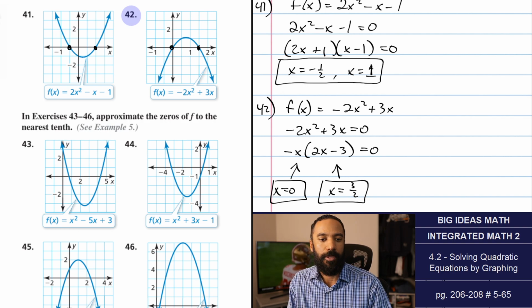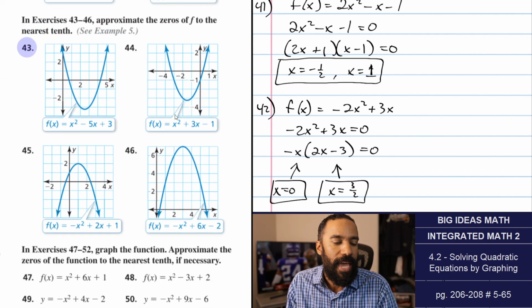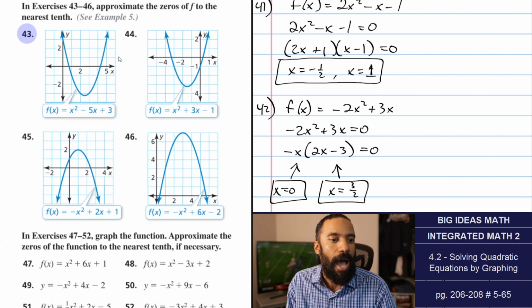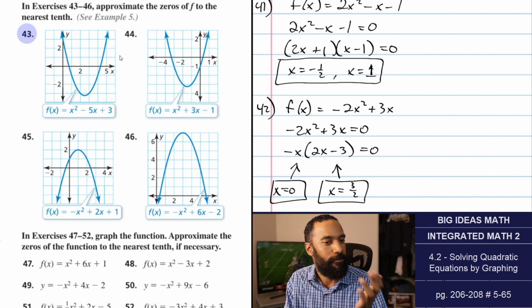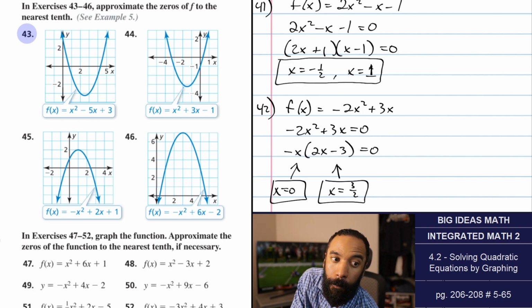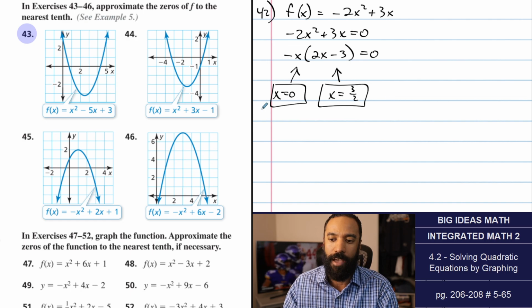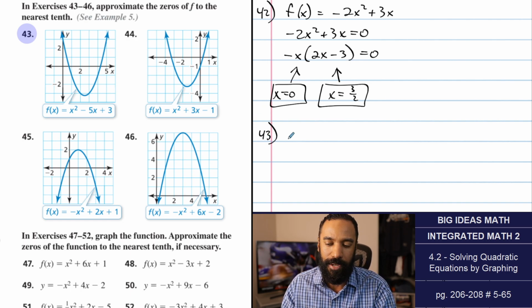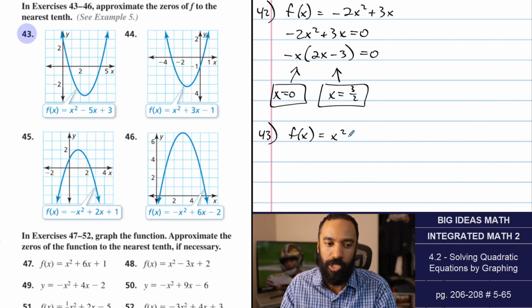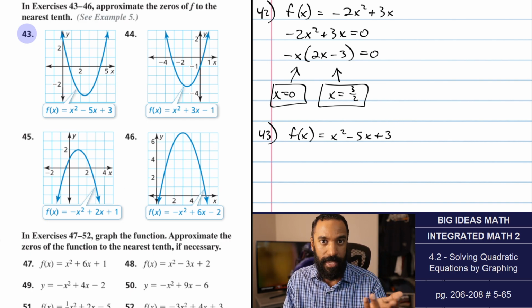Okay, in 43 to 46, approximate the zeros of f to the nearest 10th. I'm just trying to see, because I could tell you on the graph what the answers are going to be, but the graphing calculator was the other thing to look at. Oh, they did say to the nearest 10th, not the nearest whole number. So yes, I'm going to use my graphing calculator. If you have one handy, you can take a look at it as well. We do have f of x equals x squared minus 5x plus 3. Now, there are other ways to use this, but the calculator is the ultimate.